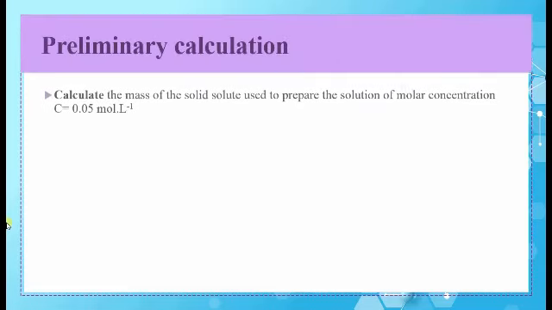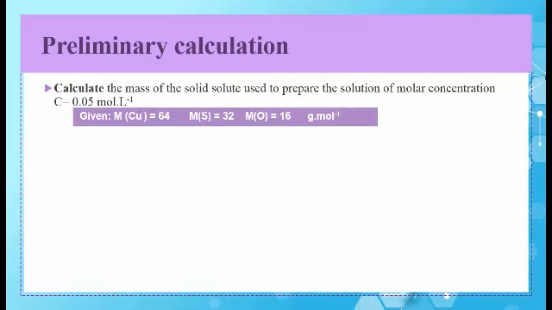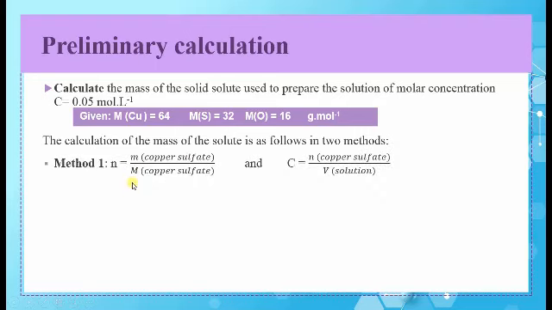First of all, we have to make the calculation of the mass of solid solute used to prepare the solution of molar concentration 0.05, and we need the molar masses of copper, sulfur, and oxygen. The calculation of the mass of the solute is as follows in two methods. Method number 1: we use two formulas, number of moles equals the mass over the molar mass of the solute, and the concentration equals the number of moles over the volume, which is the molar concentration.